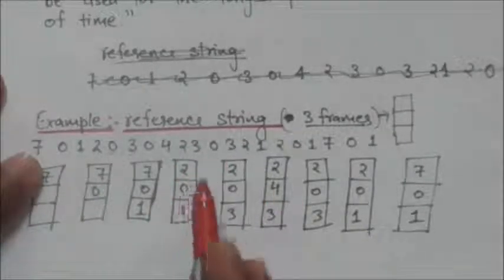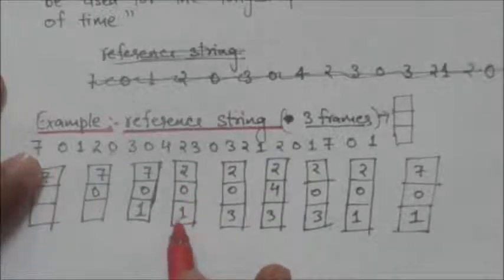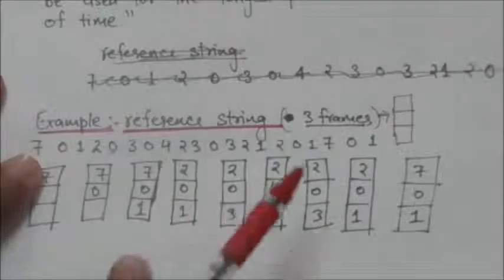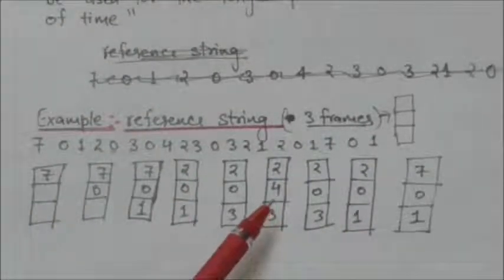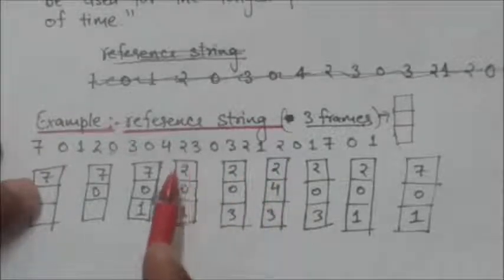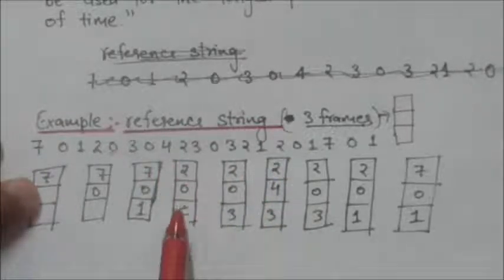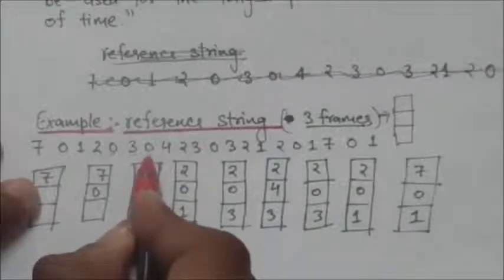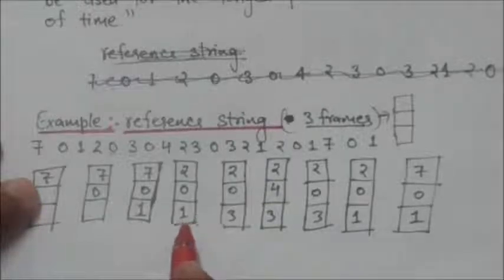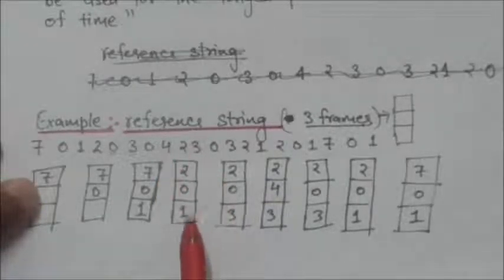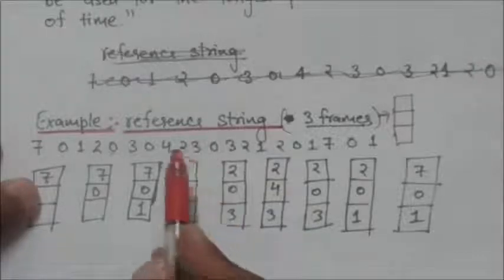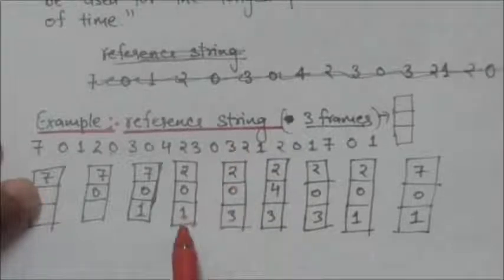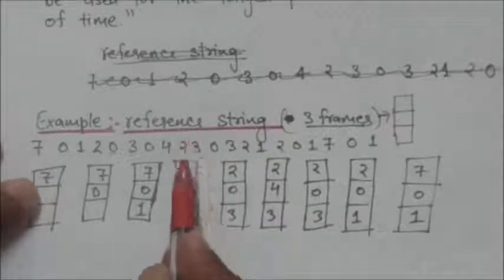Here we are having three pages: page number 2, page number 0 and page number 1. Which page should be replaced? Again, according to the optimal page replacement algorithm, we will replace that page which will not be used for the longest period of time. Here see page number 0, the next reference is to page number 0, right? And see this page number 1. This page number 1 will be used after 7 references.